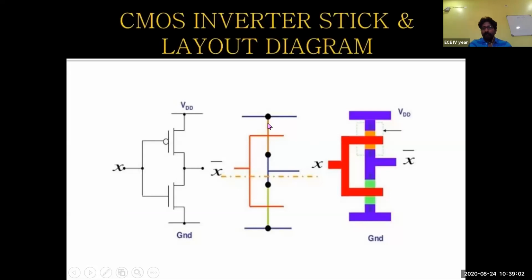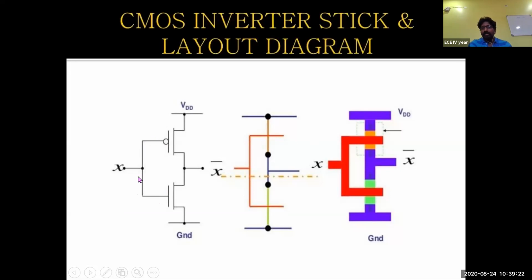The first one is a P diffusion, and perpendicular to the P diffusion, we have drawn a polysilicon. The second one is an N diffusion, which is in green color, and perpendicular to it we have also drawn a polysilicon. In the structure, you can see that both the gate terminals are connected. This is the gate terminal of the PMOS and this is the gate terminal of the NMOS.